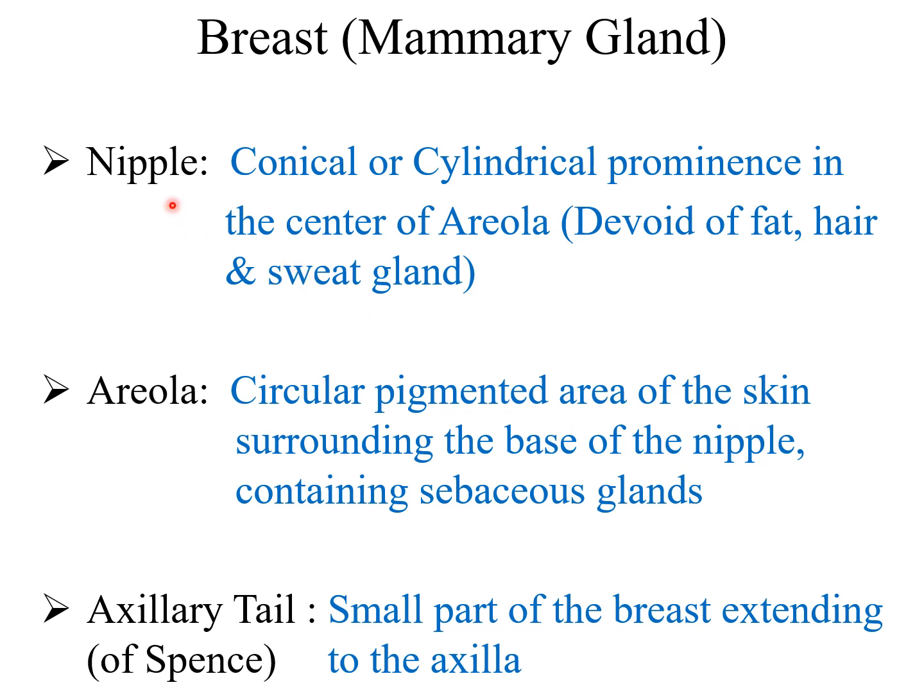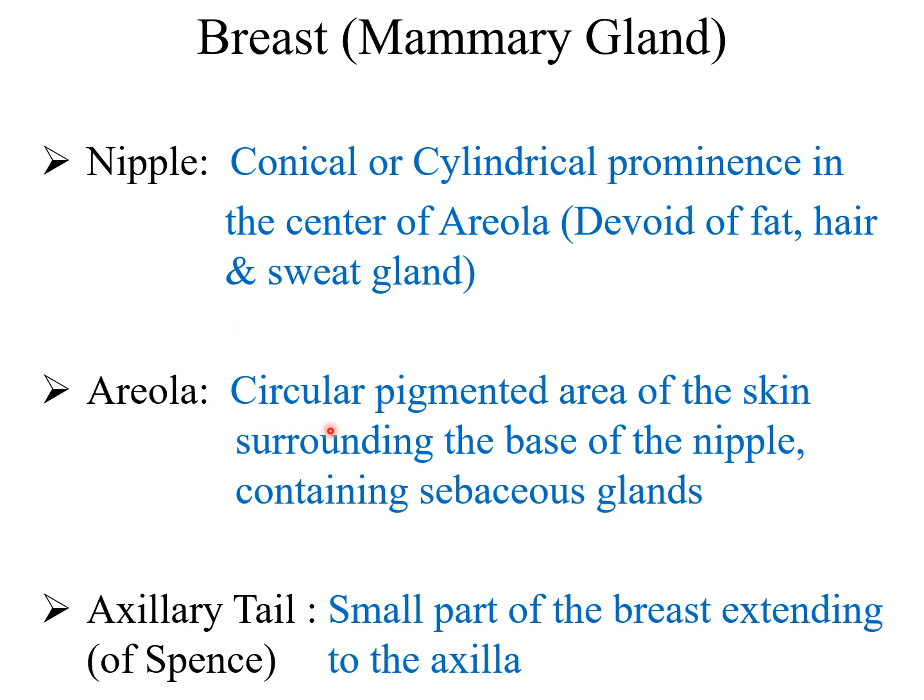What is the nipple formed of? Nipple is formed of smooth muscle. A very small amount of smooth muscle is present in the nipple, which makes it erect. When the baby is sucking the nipple for the milk, the nipples are a little bit erected, and this erection is done with the help of the smooth muscles which are present in the nipple. So they are conical cylindrical prominences in the center of areola devoid of fat, hair and sweat glands, although they contain smooth muscle.